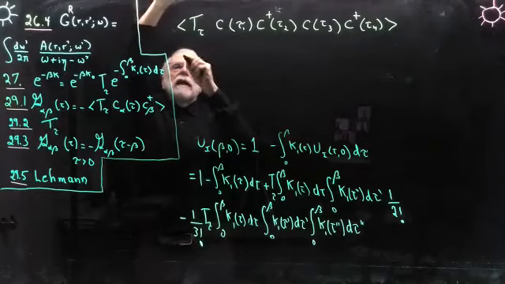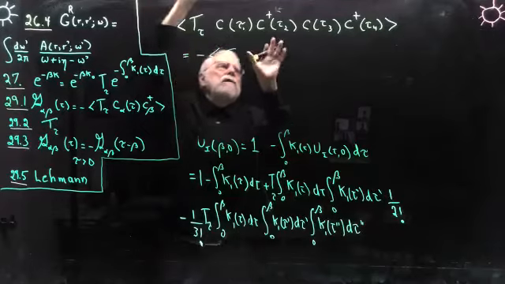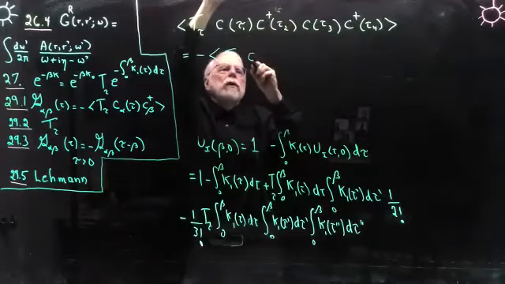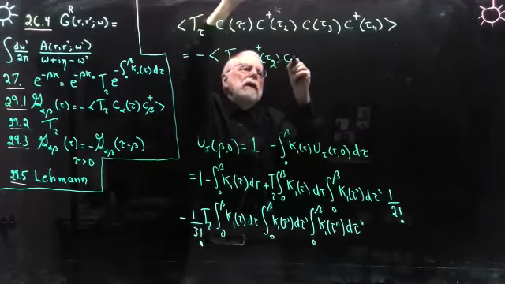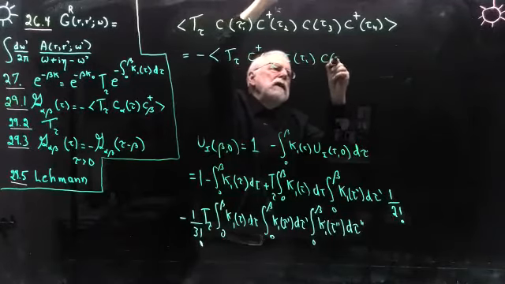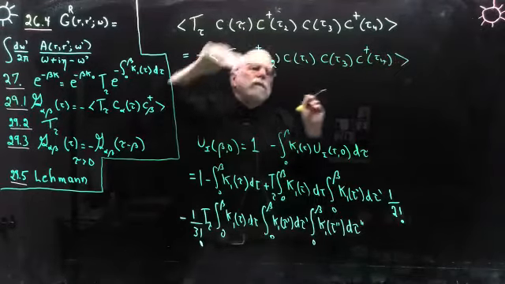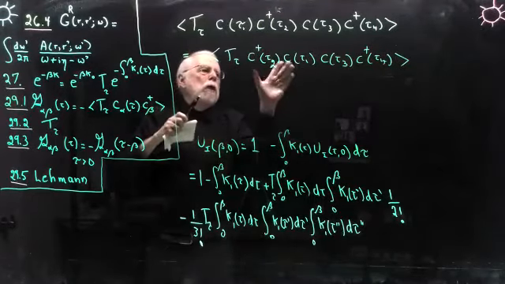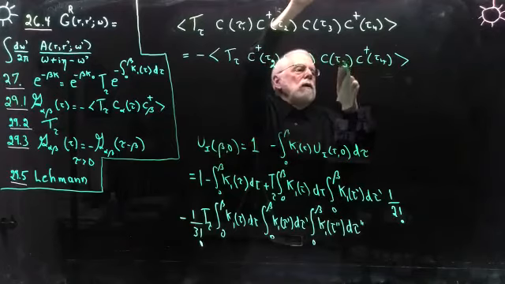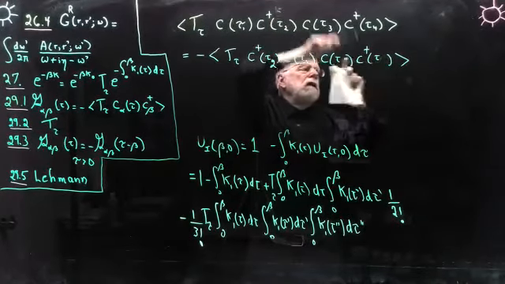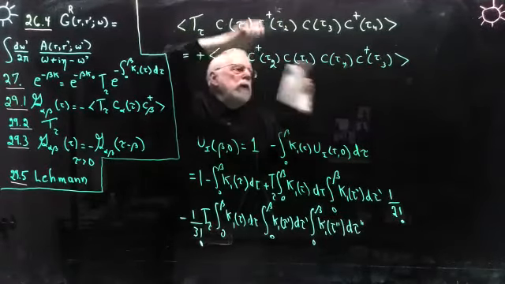So here I claim that this is equal to minus T tau of C of tau 2, C of tau 1, C of tau 3, C dagger of tau 4, where I just did one permutation. Then all I need is this minus sign. If I do another permutation, for example, I change these two, 4, 3, then I have a plus sign here because I did two permutations.